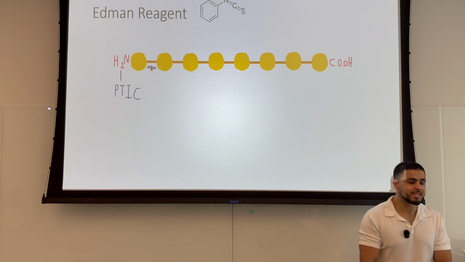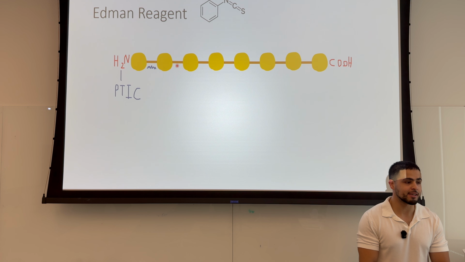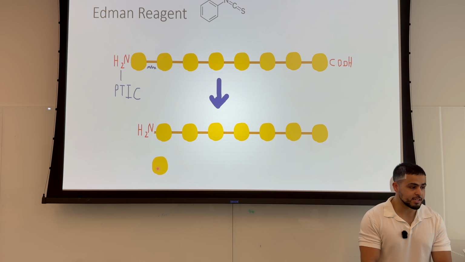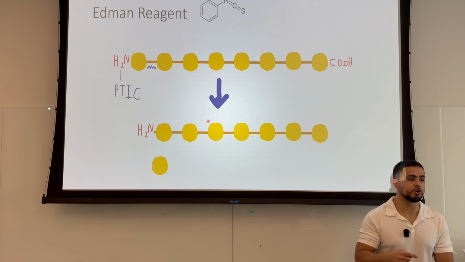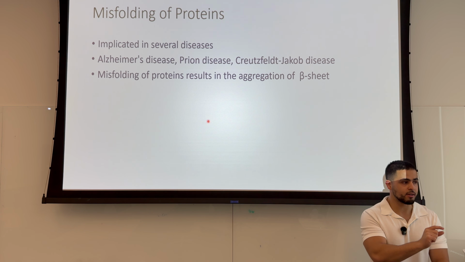So now you can selectively cleave that specific peptide bond without affecting the rest of the polypeptide. So you're left with your very first amino acid over there, and the remainder of your polypeptide. Now you can analyze this amino acid and then repeat the process. And by this process, you know exactly the order of your polypeptide amino acids from N to C.